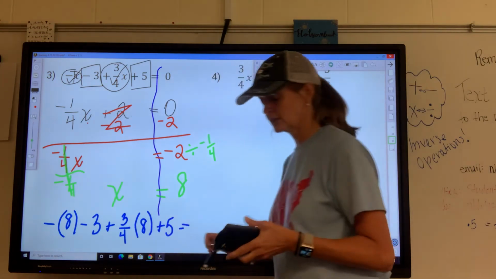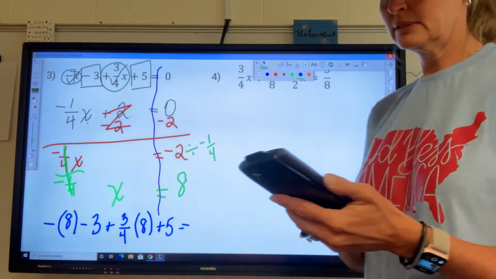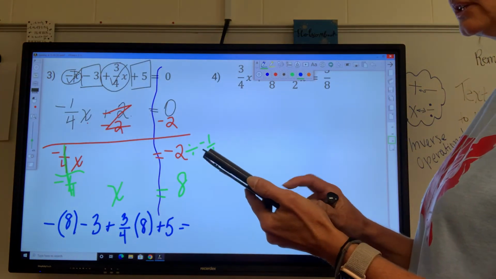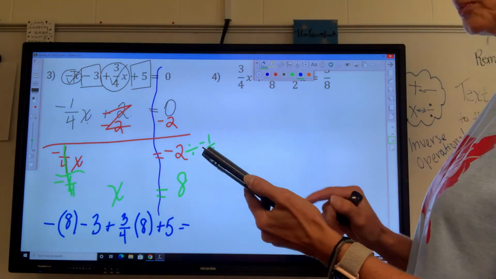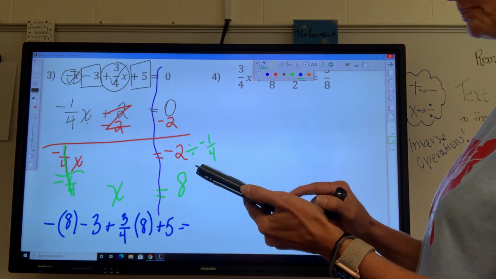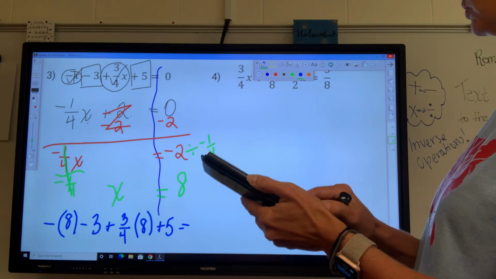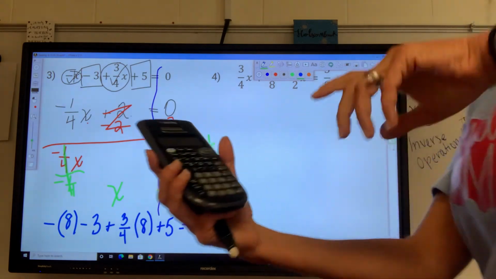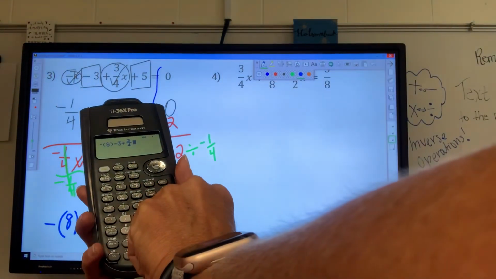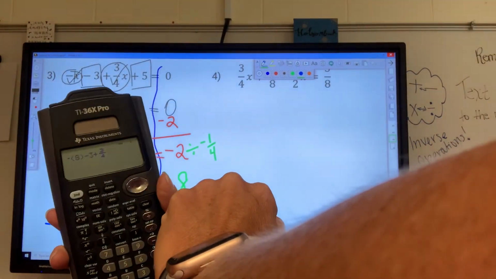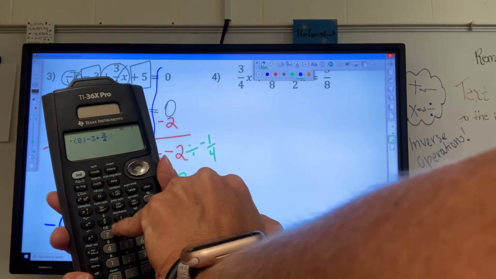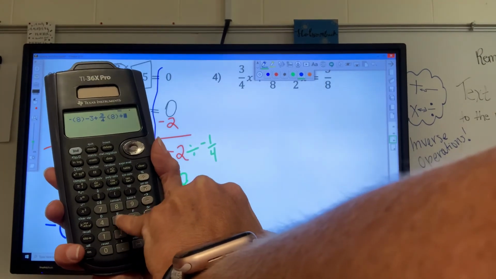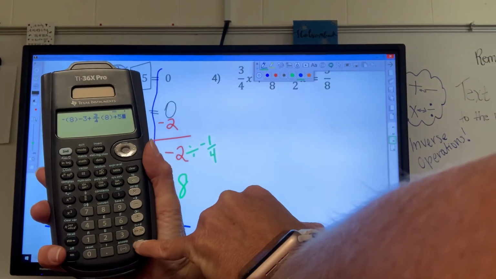So if you plug that in your calculator, negative, insert 8, close parentheses, minus 3 plus 3 fraction 4. I got to scoot out of your calculator. I should do it this way. Maybe you could see me then. See all that? Let's see, I gotta lean it up funny. All right, so then I'm gonna insert 8 plus 5.